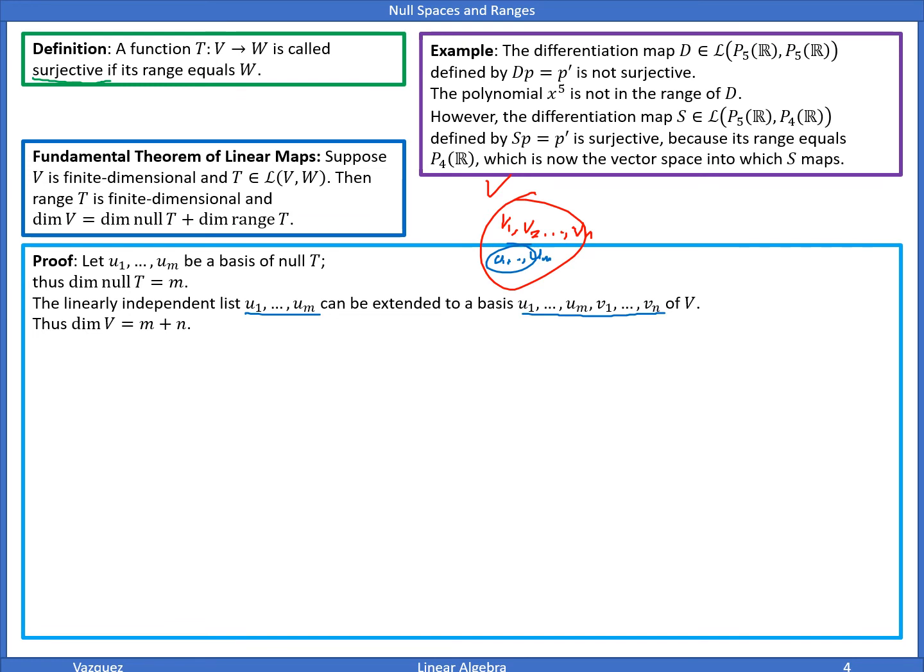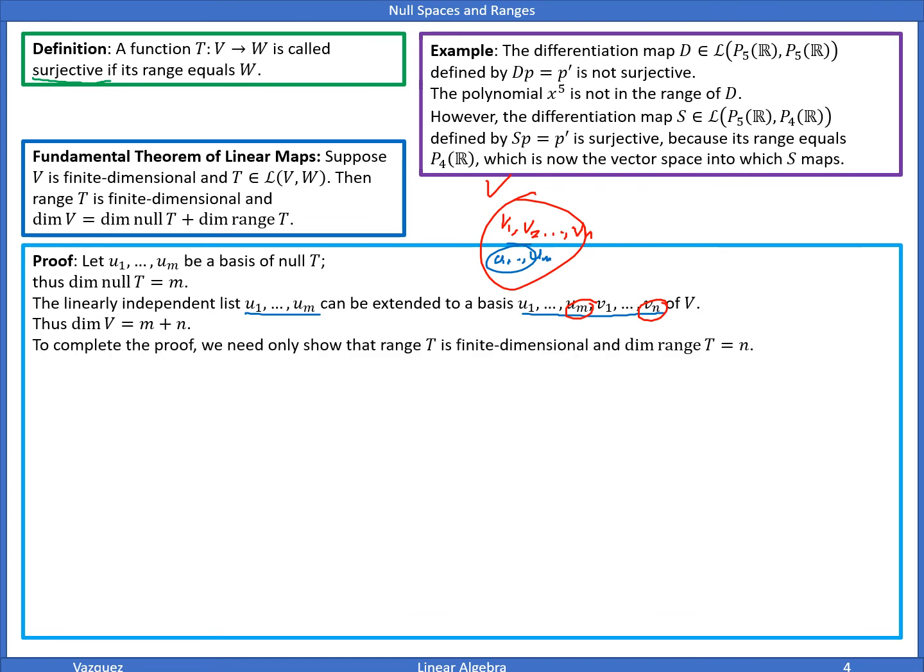Well, then the dimension of the whole V is equal to m plus n. That's coming from here. We have m many vectors in the null space, that's a basis of the null space, and n, which is the basis for the rest of the space that isn't the null space. So that's why the dimension of V is equal to m plus n.